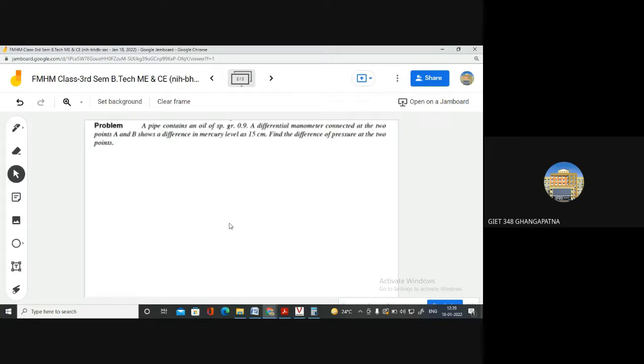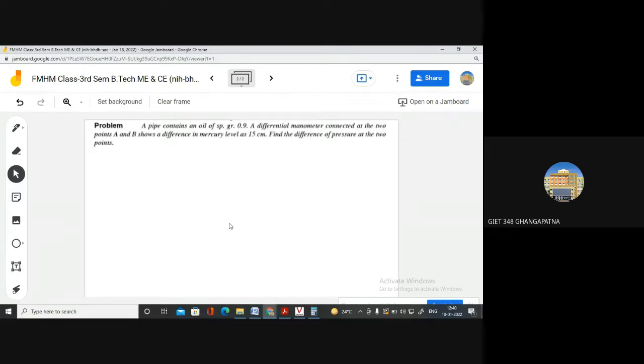Clear? So a pipe contains an oil of specific gravity. This is a U-shape tube, or differential manometer, which is connected to the two ends of a pipe. Please remember, till now we have done problems related to one particular pipe only. But here, if a liquid is flowing in a pipe, what is the difference of pressure at two different points? That you can calculate by using a differential manometer. You can use a differential U-tube manometer or differential inverted U-tube manometer. I'm talking about the shape of the alphabet U.